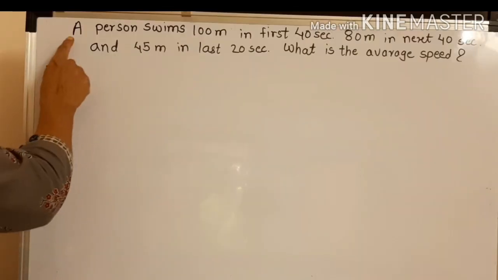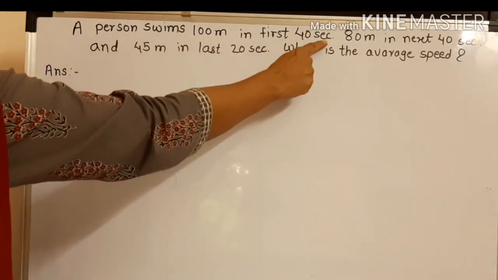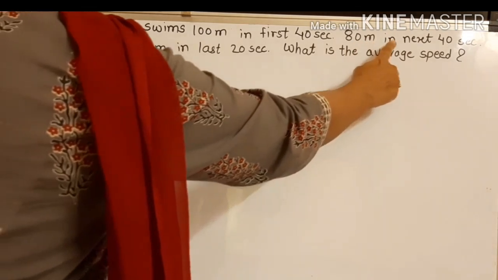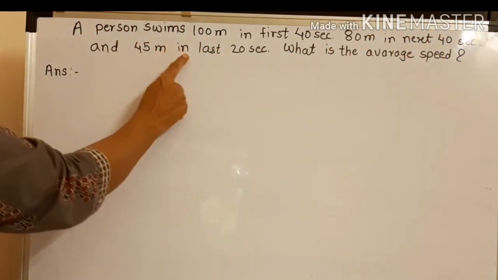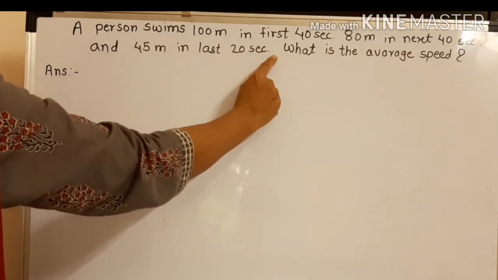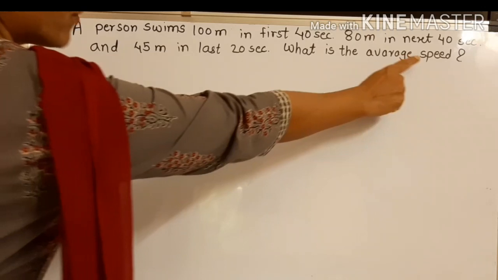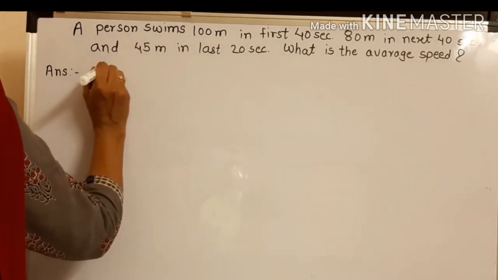A person swims 100 meters in the first 40 seconds, 80 meters in the next 40 seconds, and 45 meters in the last 20 seconds. The question is, what is the average speed? This example is the same as the first one. So first we write what is given here.